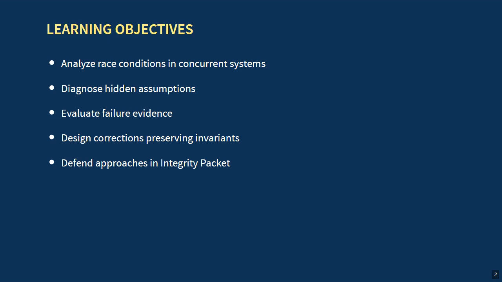Welcome everyone to this lecture on race conditions step by step. Today we will be exploring the complexities of concurrency in object-oriented systems and how race conditions can lead to unexpected behavior. In this session, we aim to analyze race conditions in concurrent systems, diagnose hidden assumptions, evaluate failure evidence, and design corrections that preserve invariance. Additionally, you will learn how to defend your approaches in the integrity packet.